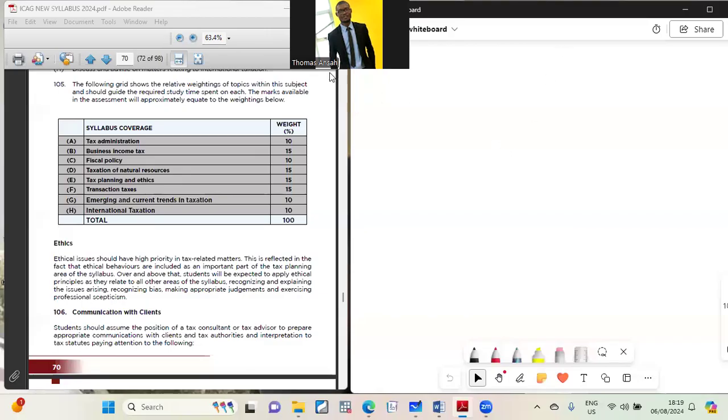So this is the advanced taxation class. Now we are confronted with a new syllabus, which will span from 2024 to 2029. And this is the outlook of the syllabus. So we'll be looking at tax administration, from which there will be 10 marks.